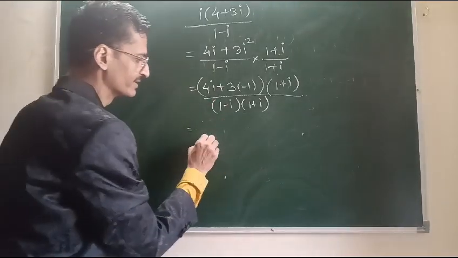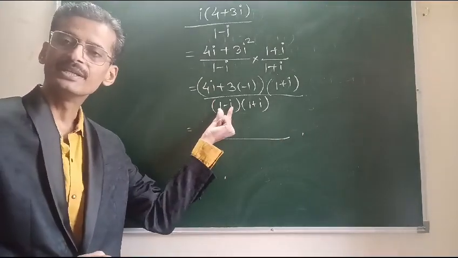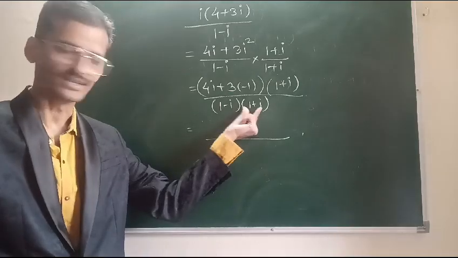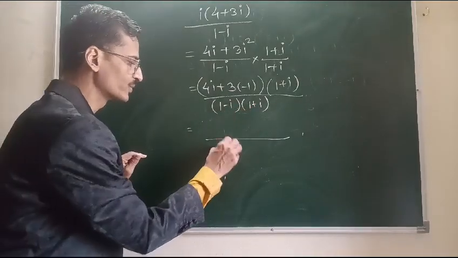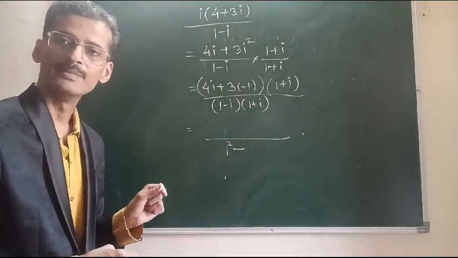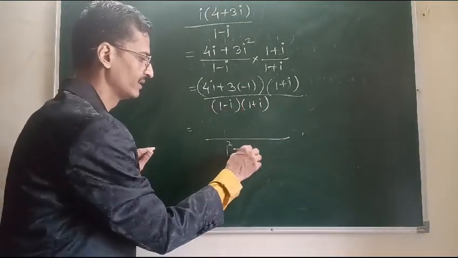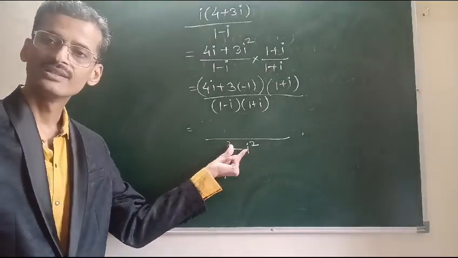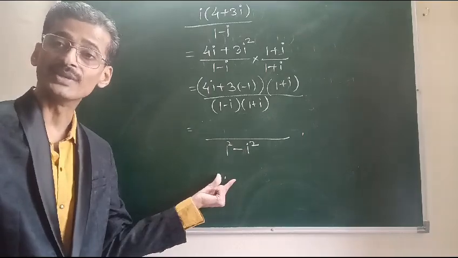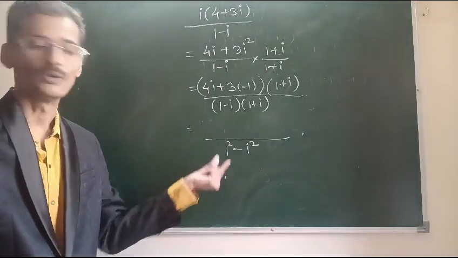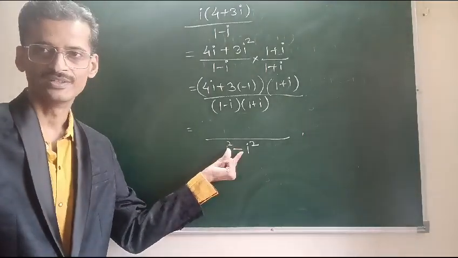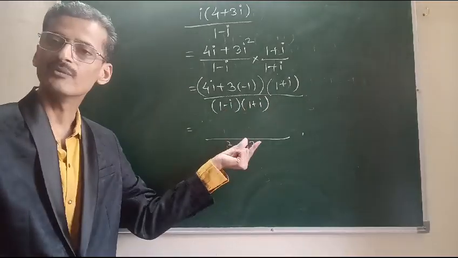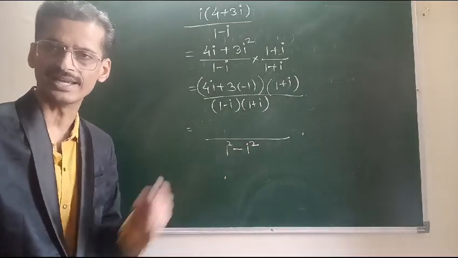First let us simplify this. (a minus b) into (a plus b) is what? a square minus b square. So here a square, that means 1 square, minus b square, that is i square. Now i square is what? i square is minus 1. So now this will become a number without i, which we want. We don't want i in the denominator. So when we multiply and divide by the conjugate of this, we get i square, which we write as minus 1, and there is no i.